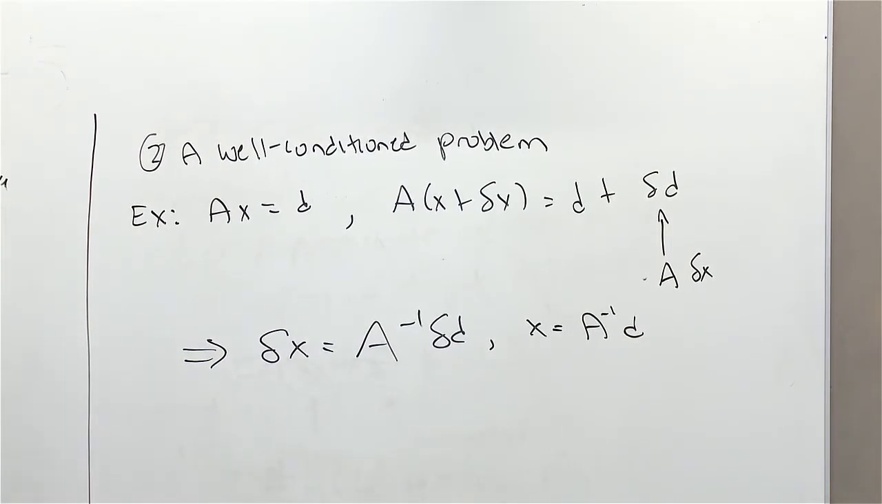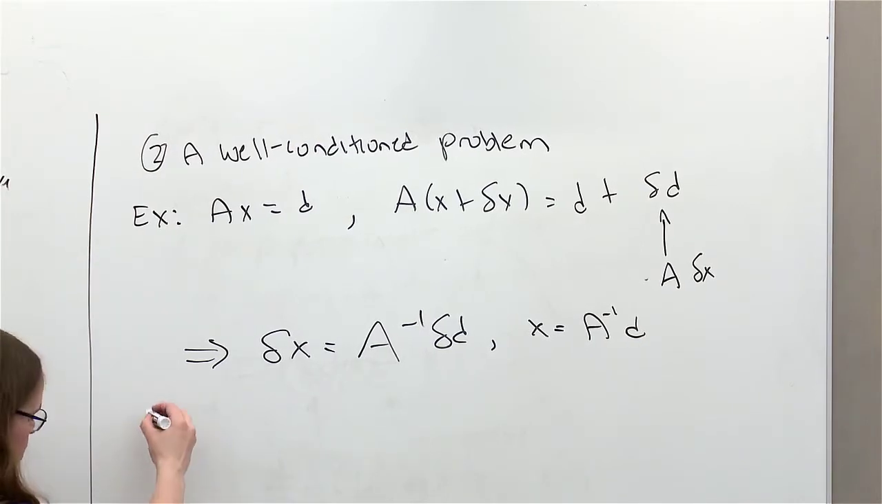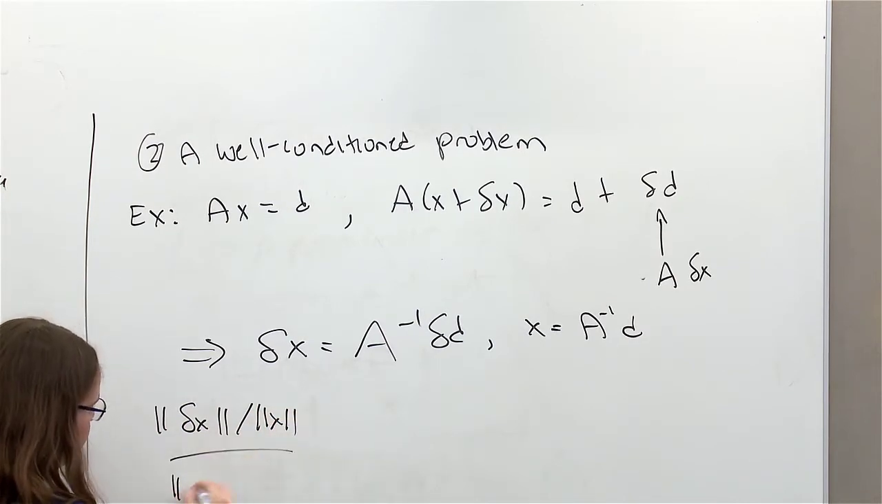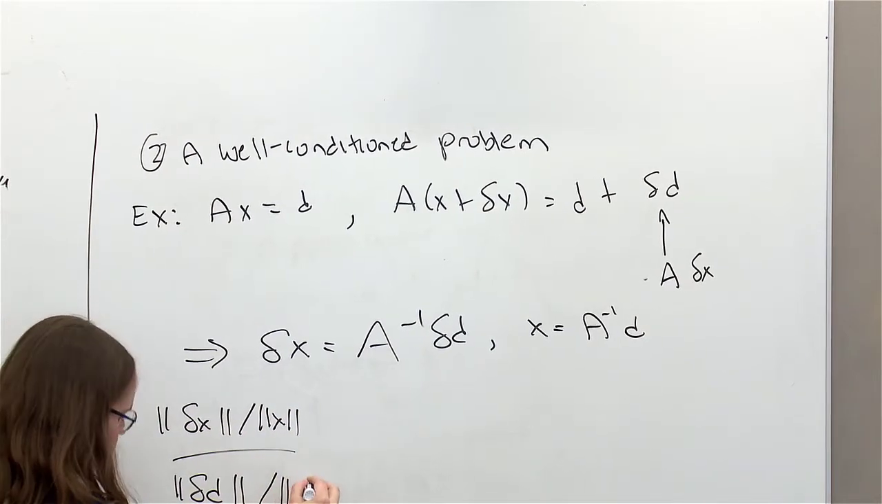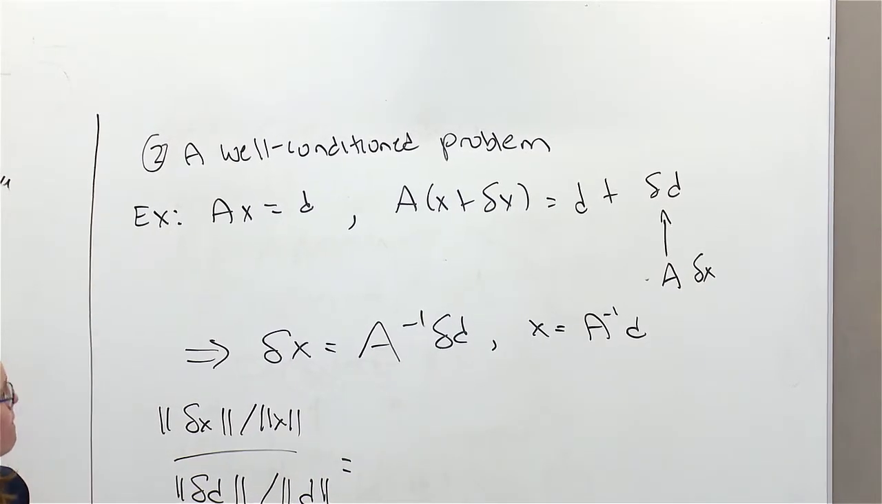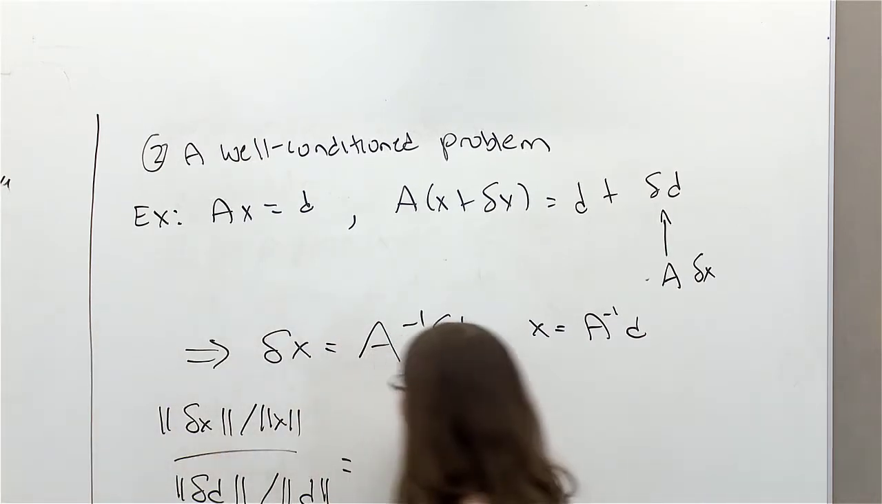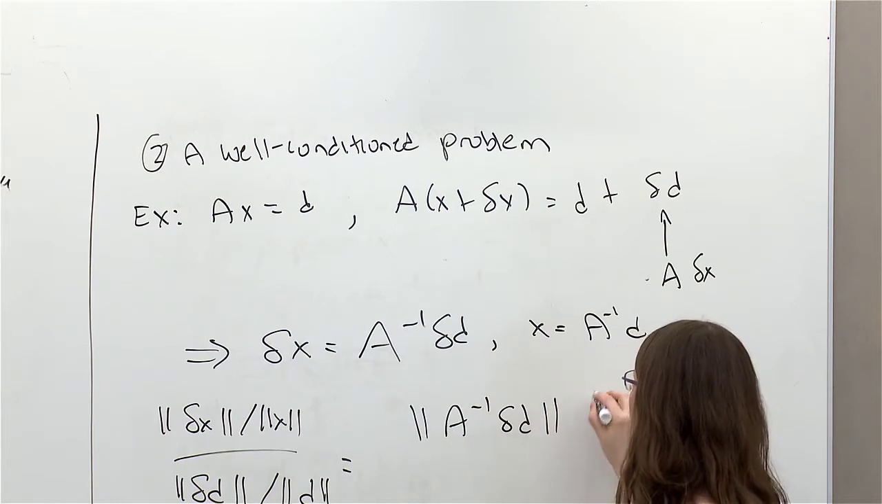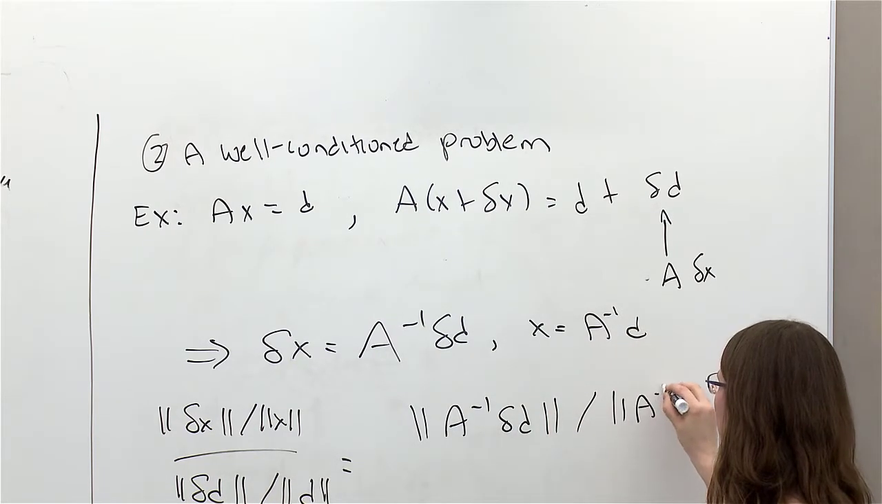And if I want to try to get a handle on the condition number, I'll say delta X over X divided by delta D over D. I can put all of this in terms of my matrix A and my data, right? The X and the delta X are unknown ahead of time. My data and my matrix are things that I've been given. So this, I said, is A inverse of delta D divided by A inverse of D.